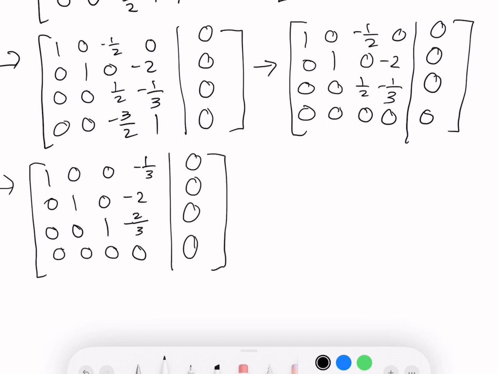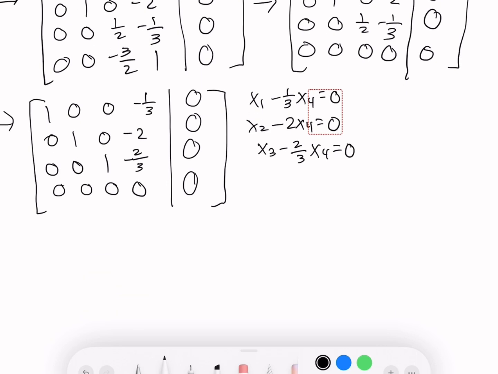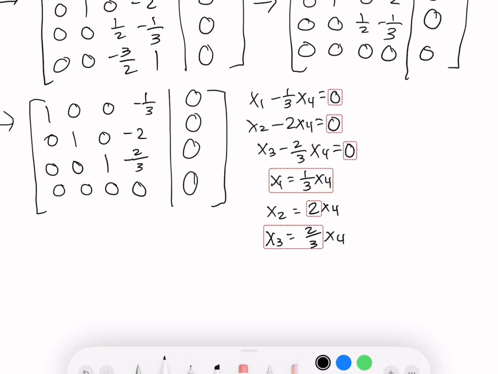So now our matrix is in reduced row echelon form, and we have our general solution. So x1 minus 1/3 x4 equals 0. x2 minus 2x4 equals 0. x3 minus 2/3 x4 equals 0. And x4 is free. So x1 equals 1/3 x4, x2 equals 2x4, and x3 equals 2/3 x4.